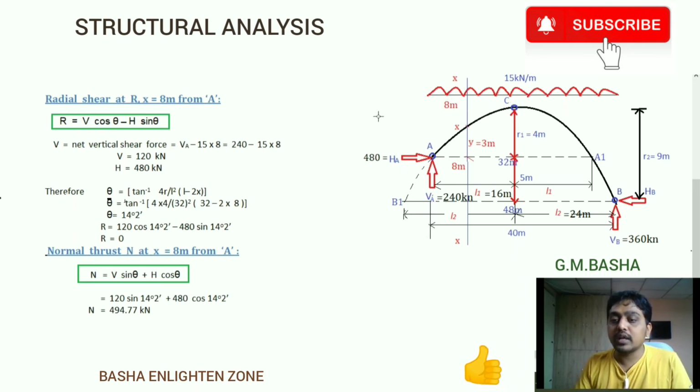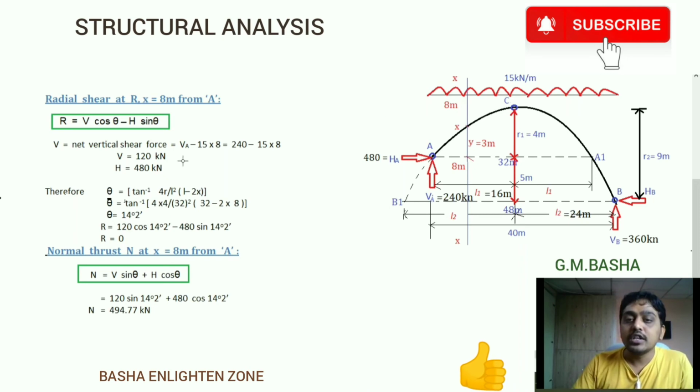So that is the net vertical shear. We are only taking net vertical shear forces. Upward force is positive, downward force is negative. For UDL it will be W into L. See here, VA minus 15 into 8. If you simplify that one, you will get the net vertical shear.